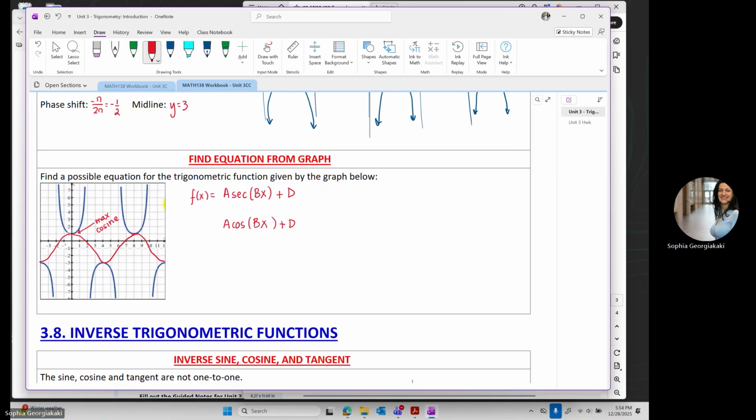So the maximum is at 1, and the minimum is at -3. The midline will be the middle of those. 1 plus -3 divided by 2. This is -2 divided by 2. This is -1. So the midline is at y equal to -1. That's the d. And the amplitude is the distance between 1 and -1, and -1 and -3. So that will make a equal to 2.